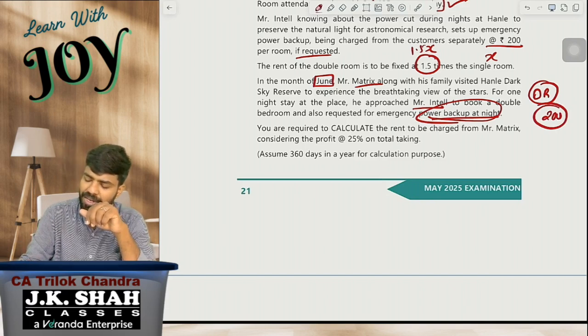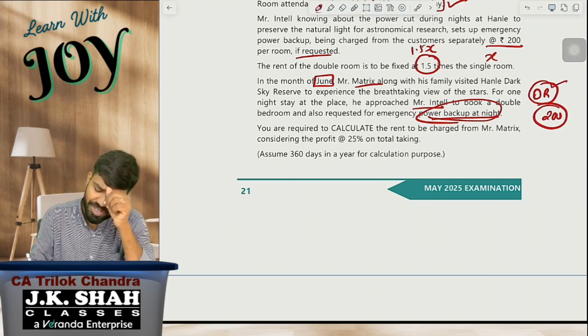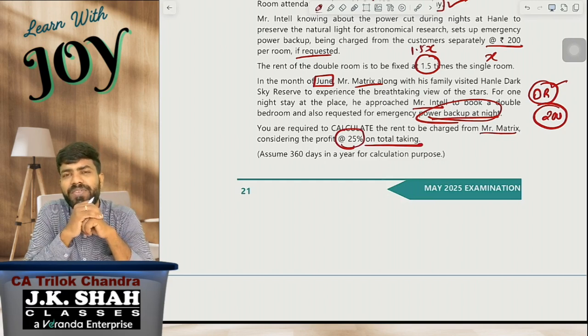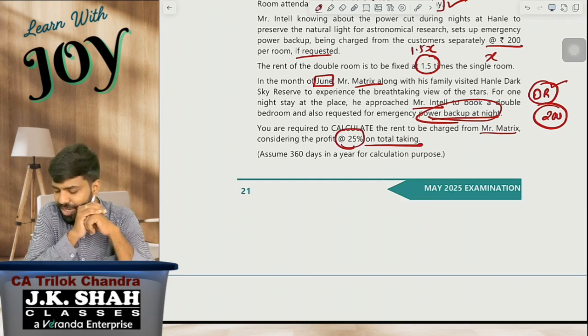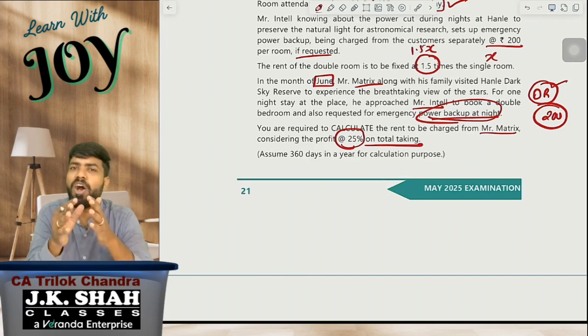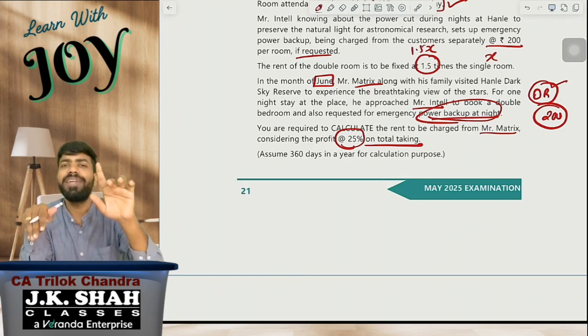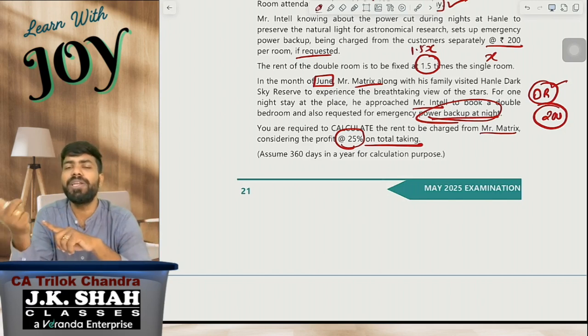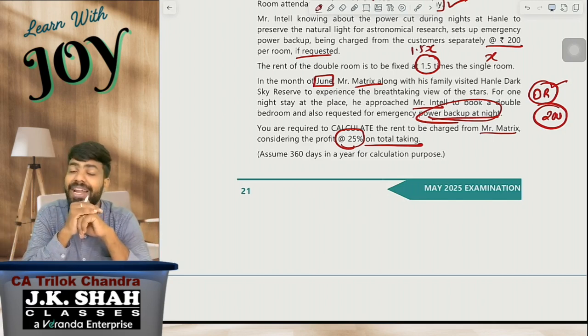Now we need to fix the double room rent. You are requested to calculate the rent to be charged from Mr. Matrix, considering profit 25% on total takings. They are asking to calculate how much to charge Matrix. First we need to know the single room rent, because double room rent is 1.5 times the single room. So if you know the single room rent, automatically you can calculate the double room rent. And along with the power backup, 200 rupees extra.